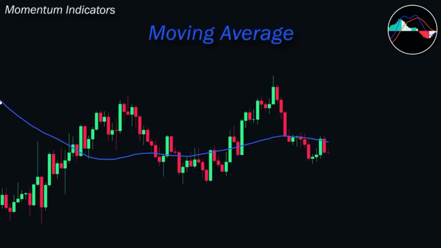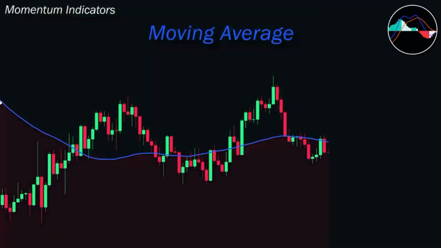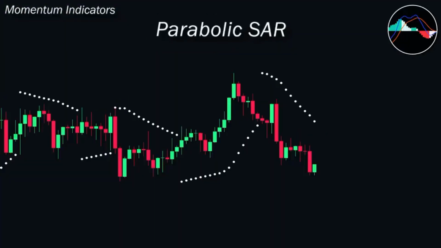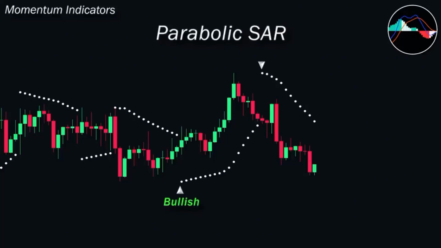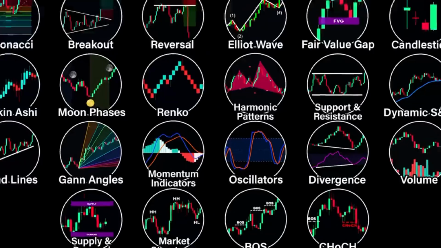Moving averages. Price being above the moving average signals a bullish trend, and price being below signals a bearish trend. Parabolic SAR. A dot below the price indicates a bullish trend, and a dot above the price indicates a bearish trend. Super trend. A green signal indicates a bullish trend, and a red signal indicates a bearish trend.